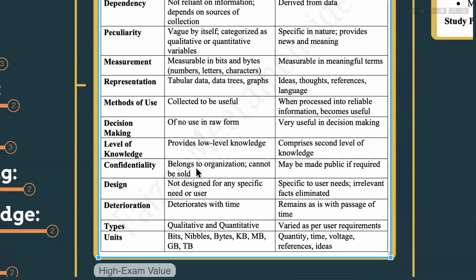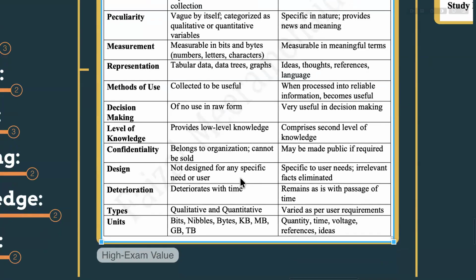As well as confidentiality: data belongs to the organization, it cannot be shared, right? Because raw data is often very private, since customer name and phone number are there. But information can sometimes be shared because it is statistics and trends, without revealing the private details. And design: data is not designed for any specific need or user, right?